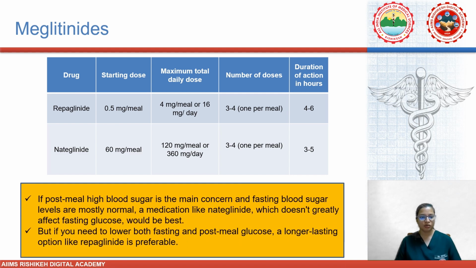So if post-meal high blood sugar is the main concern and fasting blood sugar levels are mostly normal, then a medication like nateglinide, which doesn't greatly affect fasting glucose, would be the best. But if we need to lower both fasting and post-meal glucose, a longer acting option like repaglinide is preferable.